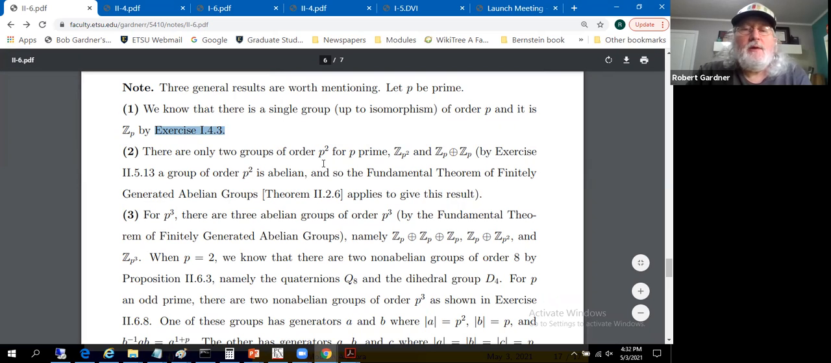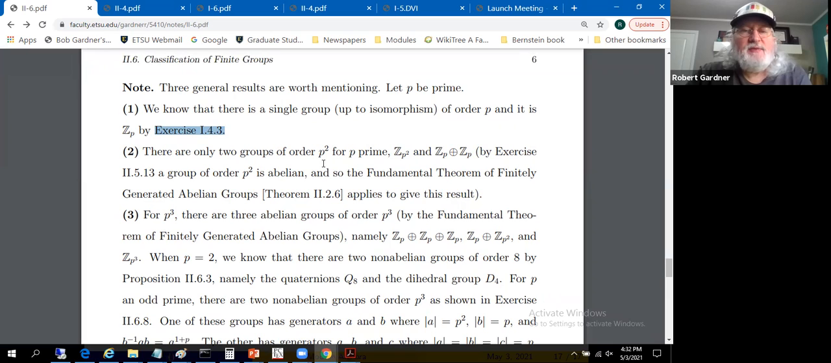How about p squared? I suggested this in our previous conversation, but it wasn't stated clearly. There's only two groups of order p squared where p is a prime: Z sub p squared and the direct sum of Z sub p with itself. Exercise 5.13 will tell you that a group of order p squared must be abelian. That's what I was thinking of. If it's abelian, now I can appeal to the fundamental theorem of finitely generated abelian groups to get these as the possible structures. So order p squared, taken care of.